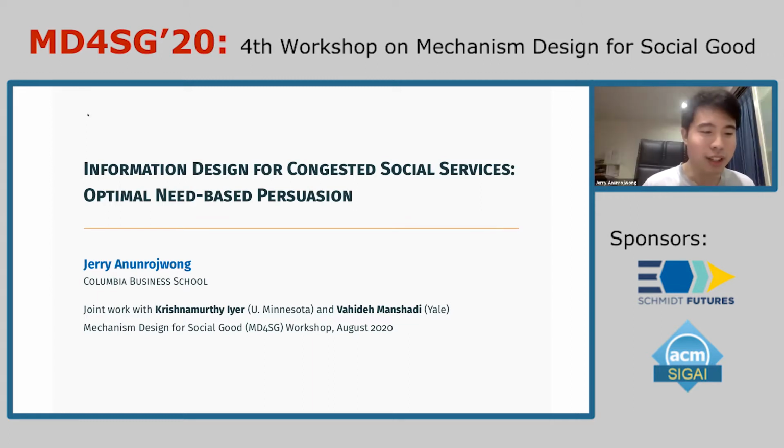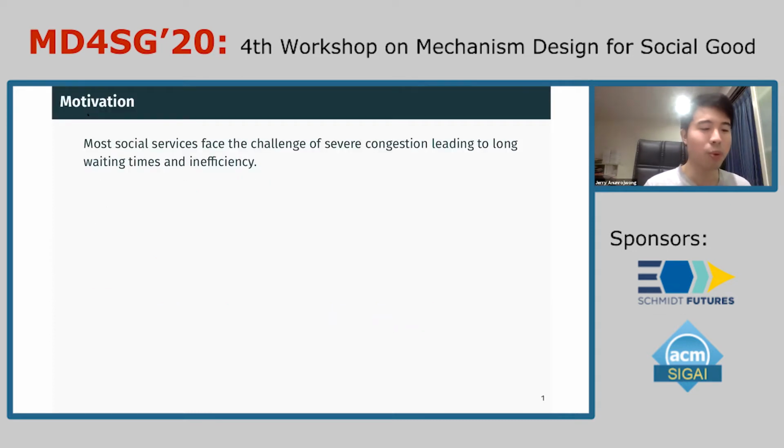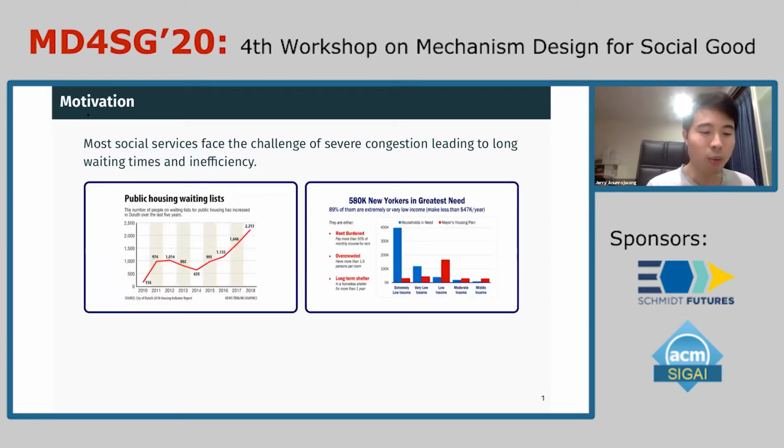Hello, everyone. I am Jerry Anunrojwong, an incoming PhD student at Columbia Business School. And I'm here to talk about my work, Information Design for Congested Social Services, joint with Krishnamurthy Iyer and Vahideh Manshadi. The motivation for our work is that most social services are severely congested, leading to long waiting times and inefficiency. For example, there is a long wait list for public housing for low-income families, as well as long wait time for healthcare and emergency services.